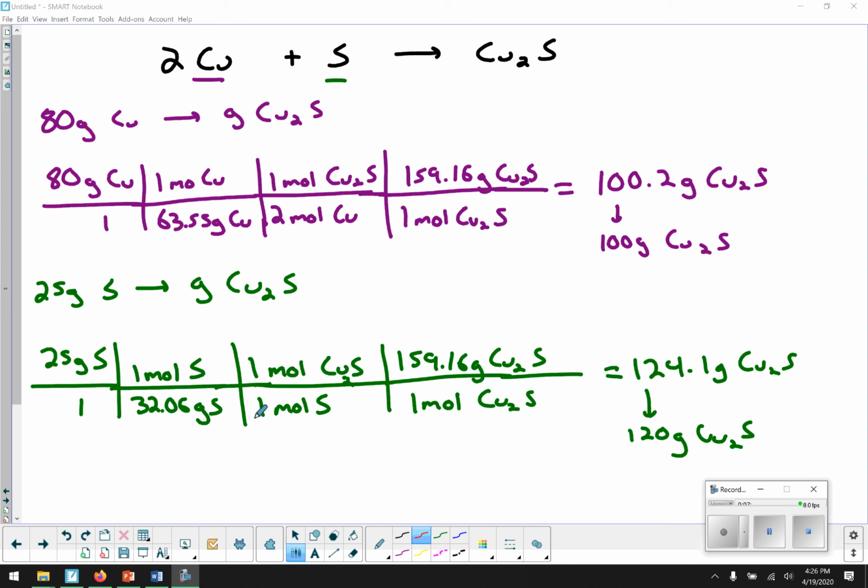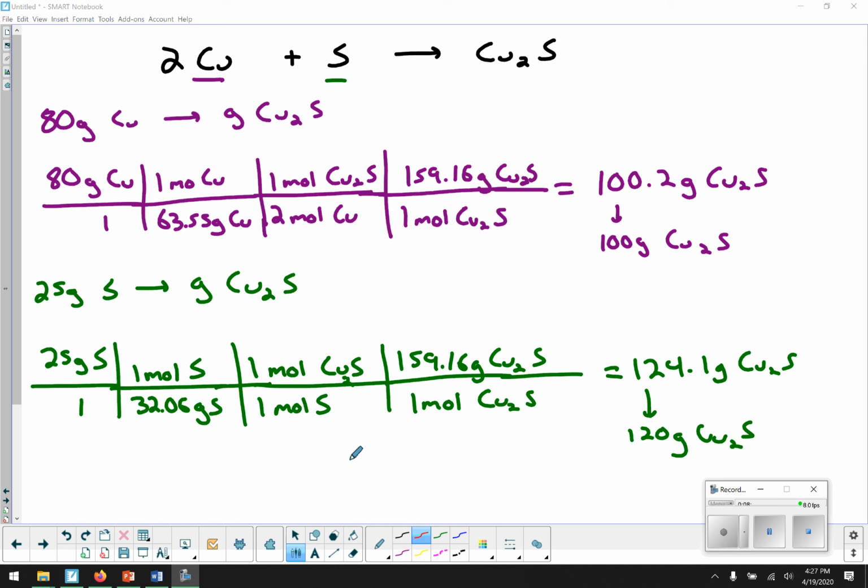One difference to be careful of, the molar ratios are different because sulfur, instead of a 2, just has a 1 in front of it. So it's a 1-to-1 molar ratio. So just be careful with the balanced equation there. And I find out I have enough sulfur to make 124.1 grams of copper 1 sulfide. Again, rounding for molar masses, that goes to 120.